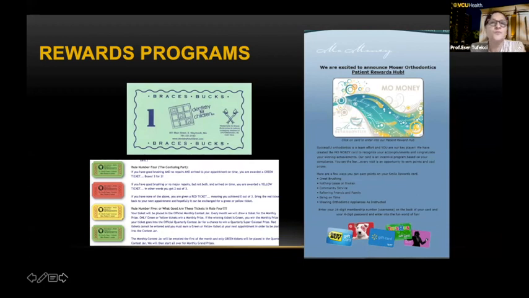So what is a rewards program? If you go back to your adjustment appointment, and you have good oral hygiene, no broken appliances, then you get to collect those little coupons or tickets.